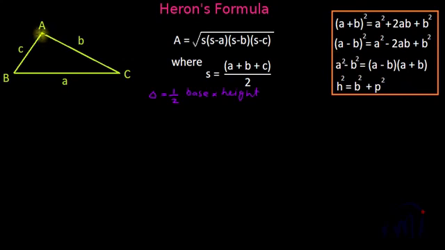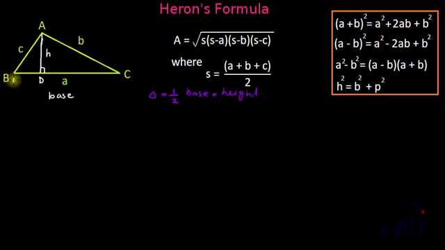As you can see, I have a triangle over here, ABC. Side opposite to vertex A is denoted as small a, and side opposite to vertex B is denoted as small b, and side opposite to vertex C is denoted as small c. So I'm taking this side as base. If I take this side as base, the perpendicular from point A to this, suppose we call it as point D, this length AD will be known as the height of the triangle.